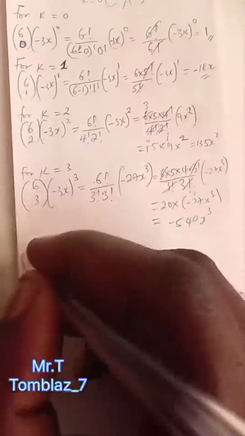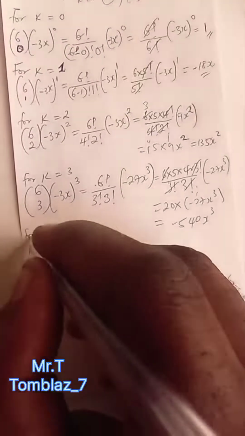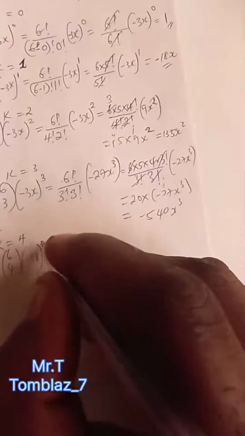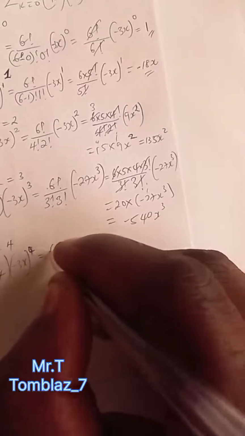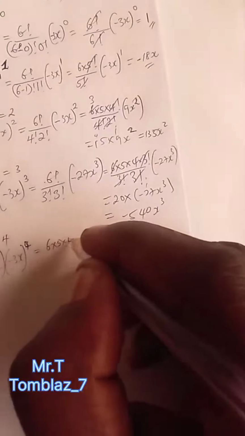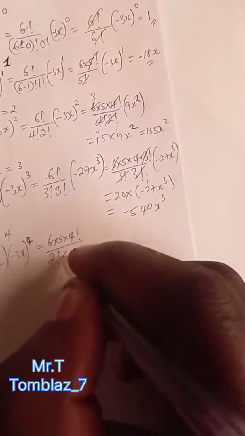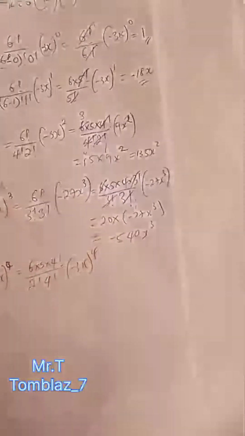So when k equals 4, we have 6 combination 4 into (minus 3x) raised to the power of 4, and it's equal to, this is going to give you 6 times 5 times 4 factorial over 2 factorial times 4 factorial, into (minus 3x) raised to the power of 4.